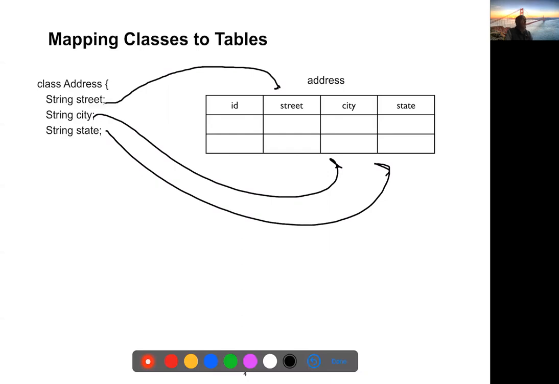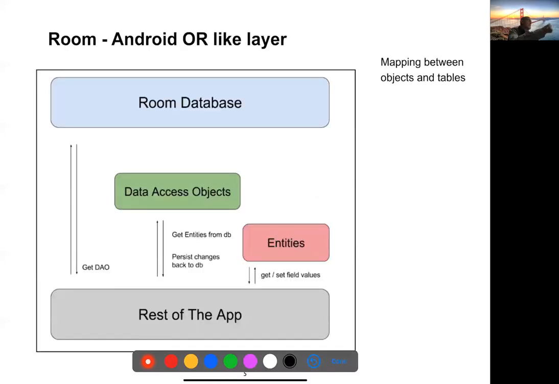And so I started saying, well, can't we have a system that does this for us? I basically give it a map. Street goes to this column, city goes to that column, state goes to this column, and then have it generate the SQL for us. And so I just say, here's the object, go put it in the table, or I ask the table, give me this address back. And Room is Android's layer to do this.